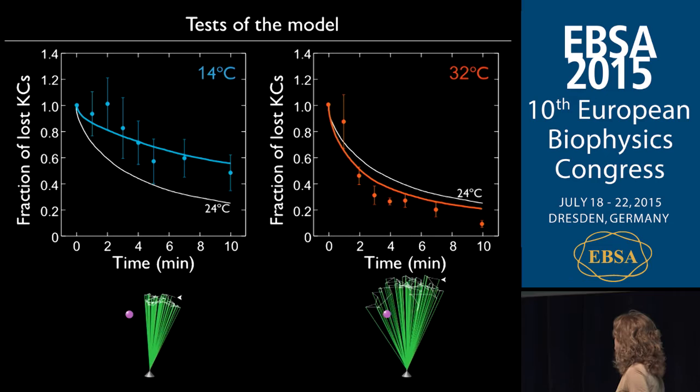So indeed, the capture is much slower at a lower temperature and somewhat faster at a higher temperature. What is happening here is that the microtubule is simply covering a smaller space at a lower temperature during its lifetime, and it's not able to capture the kinetochore so efficiently as at a high temperature, when it's moving a lot and covering a substantial amount of space, and then it's able to capture the kinetochore.